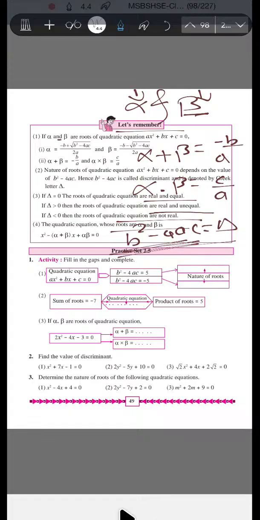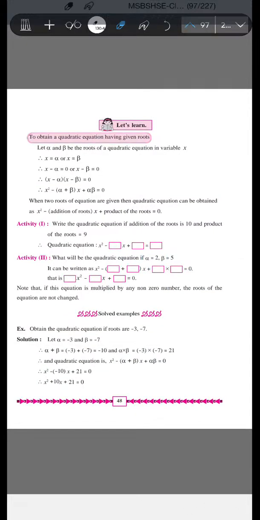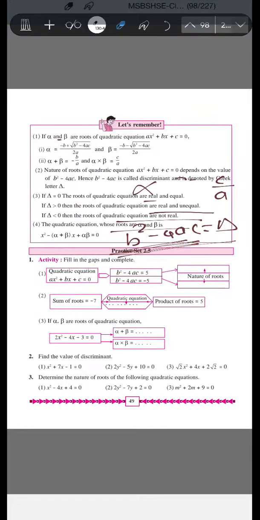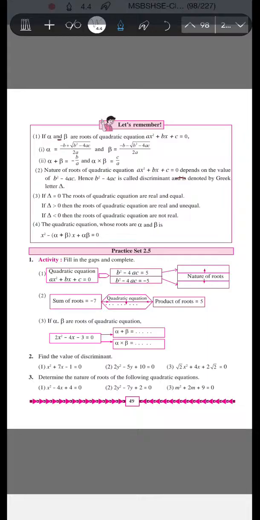Based on that, here is practice set 2.5, and we can solve it. If you have any doubt from practice set 2.5, just comment down below so I can directly take that one. Otherwise I will take all the questions one by one. As I said, I have explained the formula, so here are a few questions.